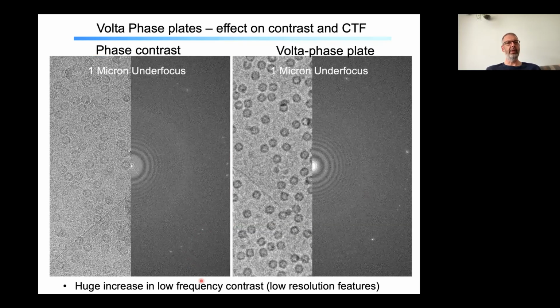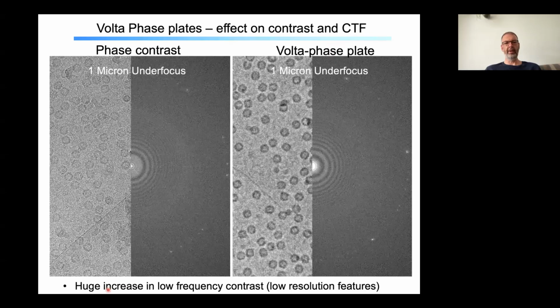So what this essentially looks like is, again, this is apoferritin on graphene, with the real image and power spectra. If you take this with standard phase contrast, at 1 micron defocus, you can see the particles quite well. If you use the Volta faceplate, which was probably increasing the relative phase shift of the unscattered versus the scattered by an additional 90 degrees, so close to maximum interference, you can see your objects very, very clearly.